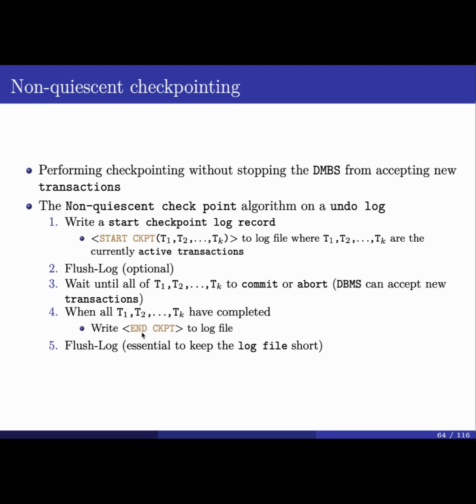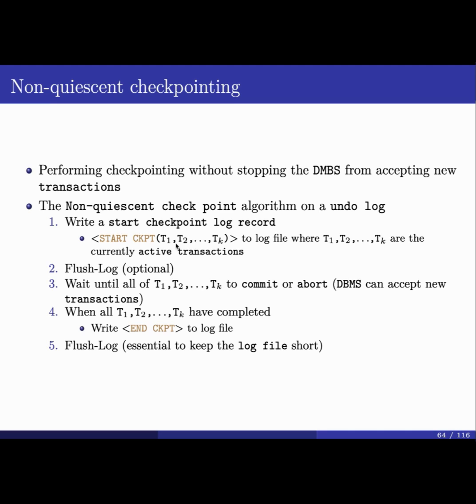The end checkpoint must be reflected on disk. So flush log is optional for the start checkpoint. Whether it is stored on the disk or not, as I mentioned, we're more interested in the end checkpoint. Anyway, at the start checkpoint, we have, for example, T1, T2, and TK. They are active. So I'm going to wait until all of them are completed, either successfully or unsuccessfully, either commit or abort.